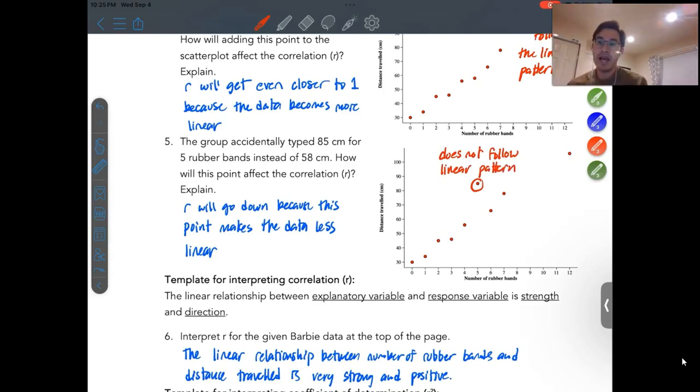So because it is out of alignment with the other points, it's going to now weaken the correlation. It's going to make the correlation drop down and get a little bit closer to 0. All right. So points that are aligned with the others will increase the correlation. Points that are misaligned with the other data points will weaken the correlation.